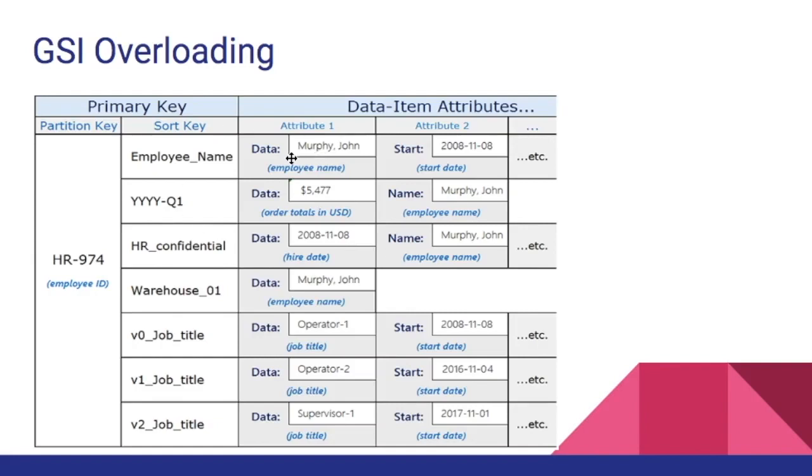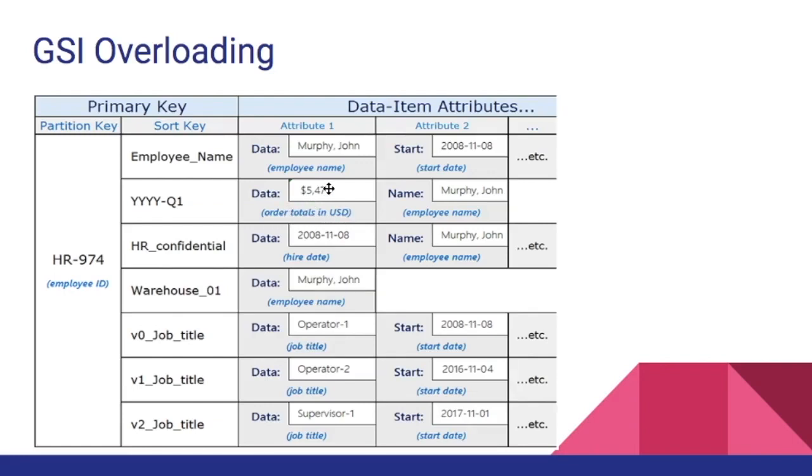Now have a look at this example. This is from the DynamoDB documentation. You see the first data item is about employee name. In this employee name, the data attribute represents the name of the employee, Murphy John. Whereas in the second data item, the value of the data attribute represents the order totals in USDs.